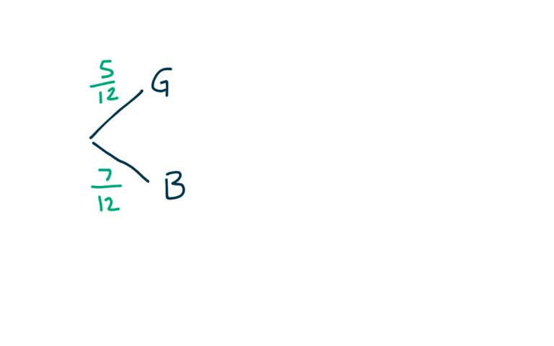After the first one is green, I'm going to draw another piece of candy out. And after the first one's green, for the second one, I could either get a green or a blue. If the first one's green, I've got 11 pieces of candy left inside. I started with 5 greens, but I've taken 1 out, so now I have 4 greens. The probability of getting a green one again is 4 out of 11.